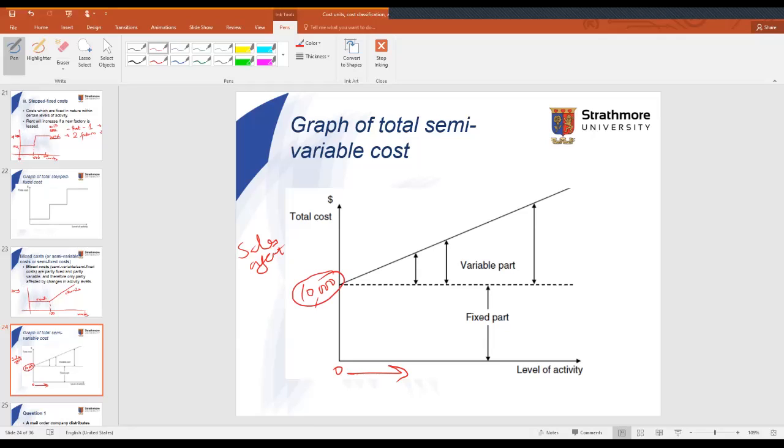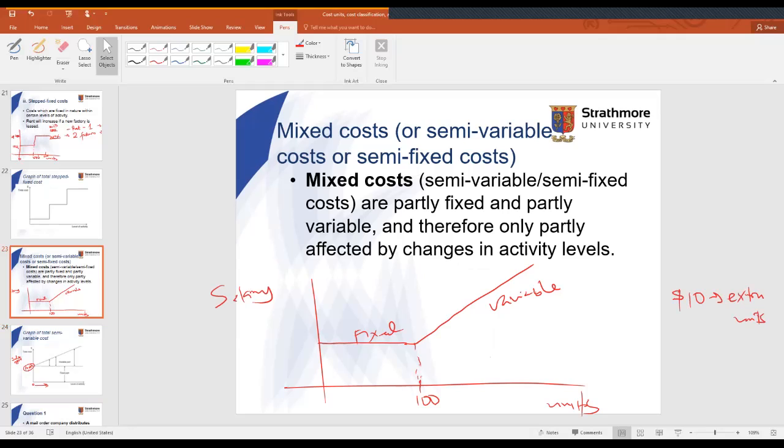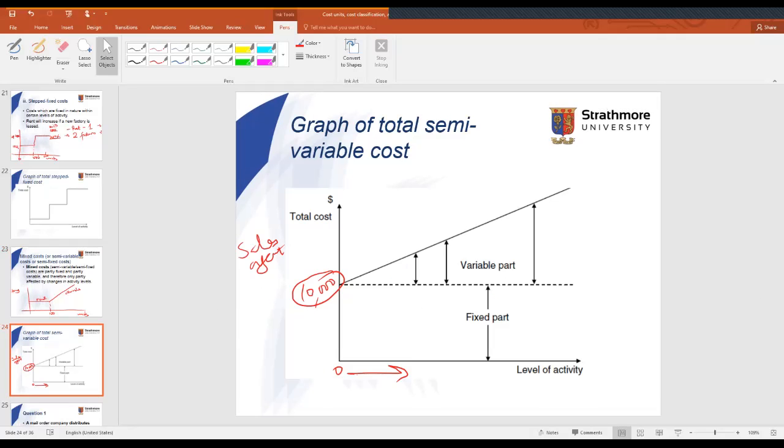If you compare the previous one, where the variable part starts from 10,000, let me just go back to the previous slide. In that example, the pay to this employee is fixed between 0 and 100. It becomes variable between 100 and above. In this example, the cost is fixed if the agent does not make any sale; there's still a guarantee, in quotes, of 10,000.